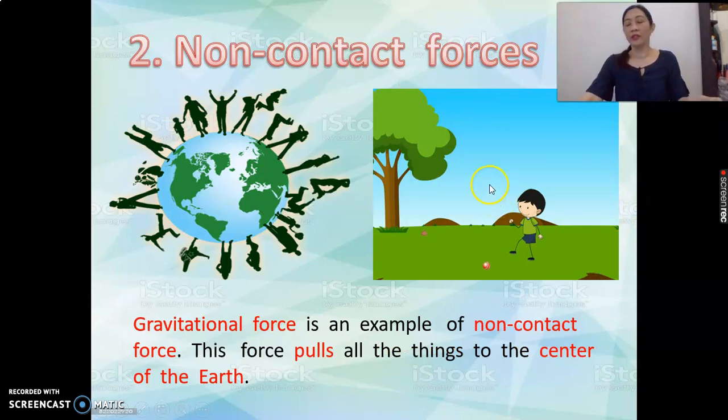Now number two is non-contact forces. This is no touching. Gravitational force is an example of a non-contact force. This force pulls all things to the center of the Earth. So this is an example of non-contact forces. This is an example of gravitational force. Our Earth has a gravitational force.